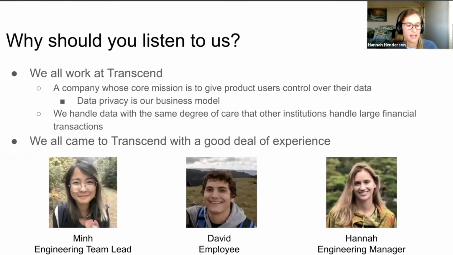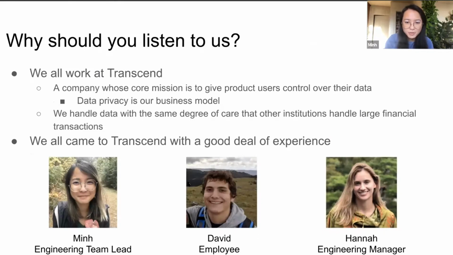Before we do that, why should you listen to us? Well, we all work at Transcend, a company whose core mission is to give product users control over their own data. So data privacy is super important to us. We handle data with the same degree of care that you might find at really large financial institutions. We all came to Transcend with a good deal of experience.